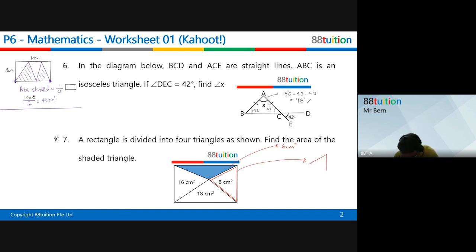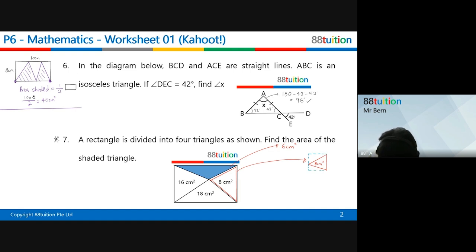And the area is what? The area is 8 cm squared. I try to form it into a rectangle. Why? Later I'll tell you why. So down here, if I form it into a rectangle like that, can you see?